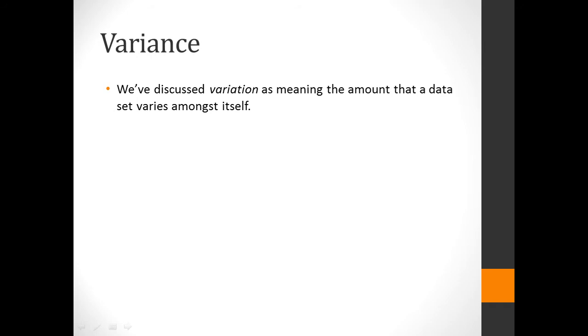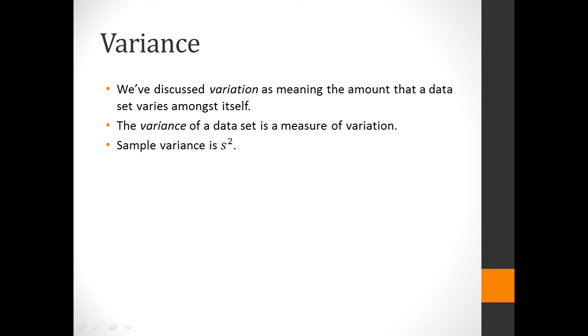Variance: we've discussed variation as meaning how do the data values vary amongst themselves? Is there a big gap? Is there a little gap? Are there several big gaps? Are there several little gaps, etc.? The variance of any set of data is a measure of its variation. Sample variance is the square of the standard deviation of a sample. And population variance is the square of the population standard deviation.